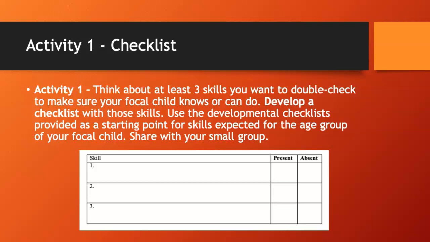Okay, so you should be back with your activity sheet that you downloaded. In that activity sheet, you'll see that activity 1 is asking you to think about 3 skills that you would want to observe in your focal child. We can still focus on your focal child, although we're not necessarily going to use this with your focal child right now. But think about your focal child, identify 3 skills in your checklist, and then continue with this presentation.